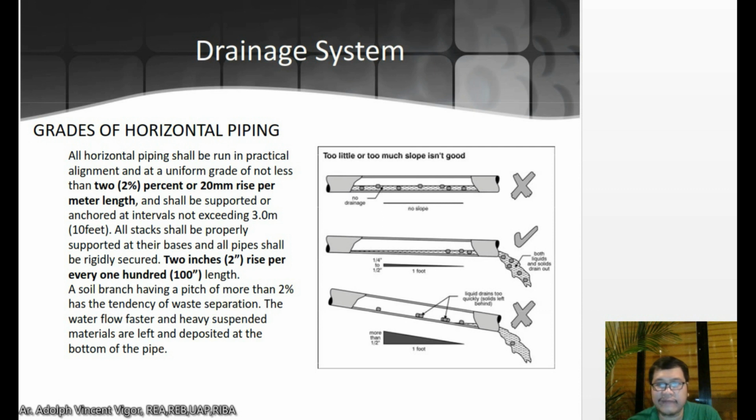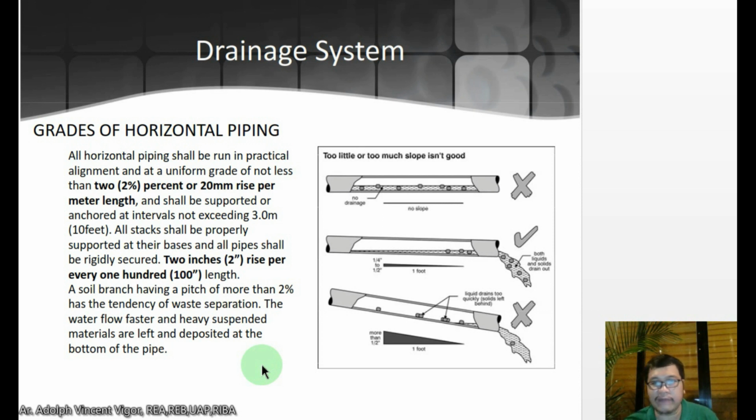So these are the grades of horizontal piping. All horizontal piping shall be run in practical alignment and at a uniform grade of not less than 2% or 20 mm rise per meter length, and shall be supported or anchored at intervals not exceeding 3 meters. All stacks shall be properly supported at their bases and all pipes shall be rigidly secured. So that's 2 inches rise per every 100 inches length.